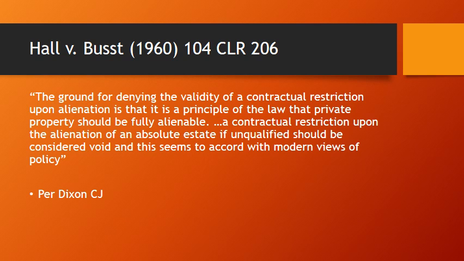So you've got Dixon in this 1960 High Court case, very important case, I encourage you to read, particularly for the tutorial for this week, saying the ground for denying the validity of a contractual restriction upon alienation is that it is the principle of law that private property should be fully alienable. A contractual restriction upon the alienation of an absolute estate, if unqualified, should be considered void. This seems to accord with the modern views of policy. So there cannot be a contract between the two which says to, for example, one party, under no circumstances are you allowed to sell our property or transfer your interest in the property.